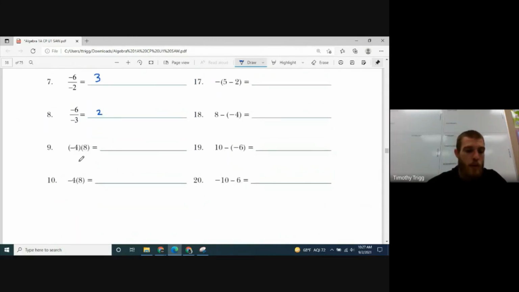What about these two right here? See if you can do these on your own. So I'm going to let you do 9 and 10 on your own. Here you have a negative 4 times positive 8. Here you have negative 4 times positive 8, same question.